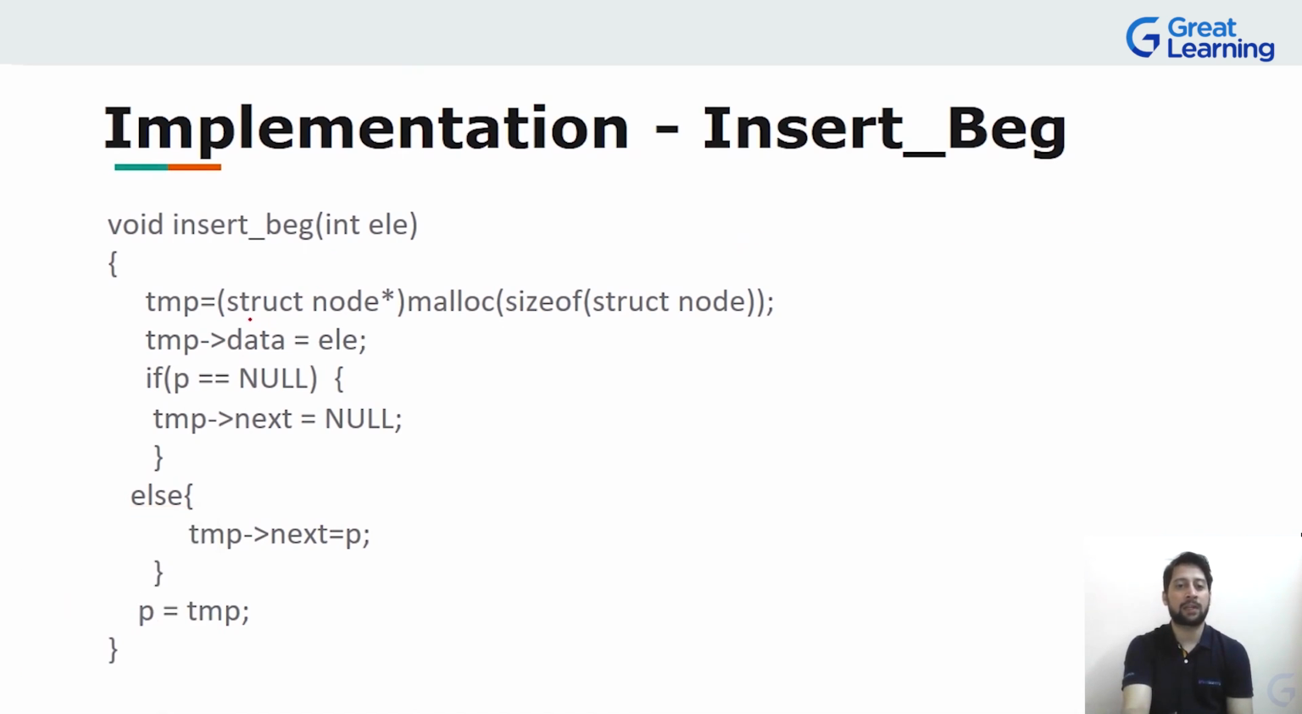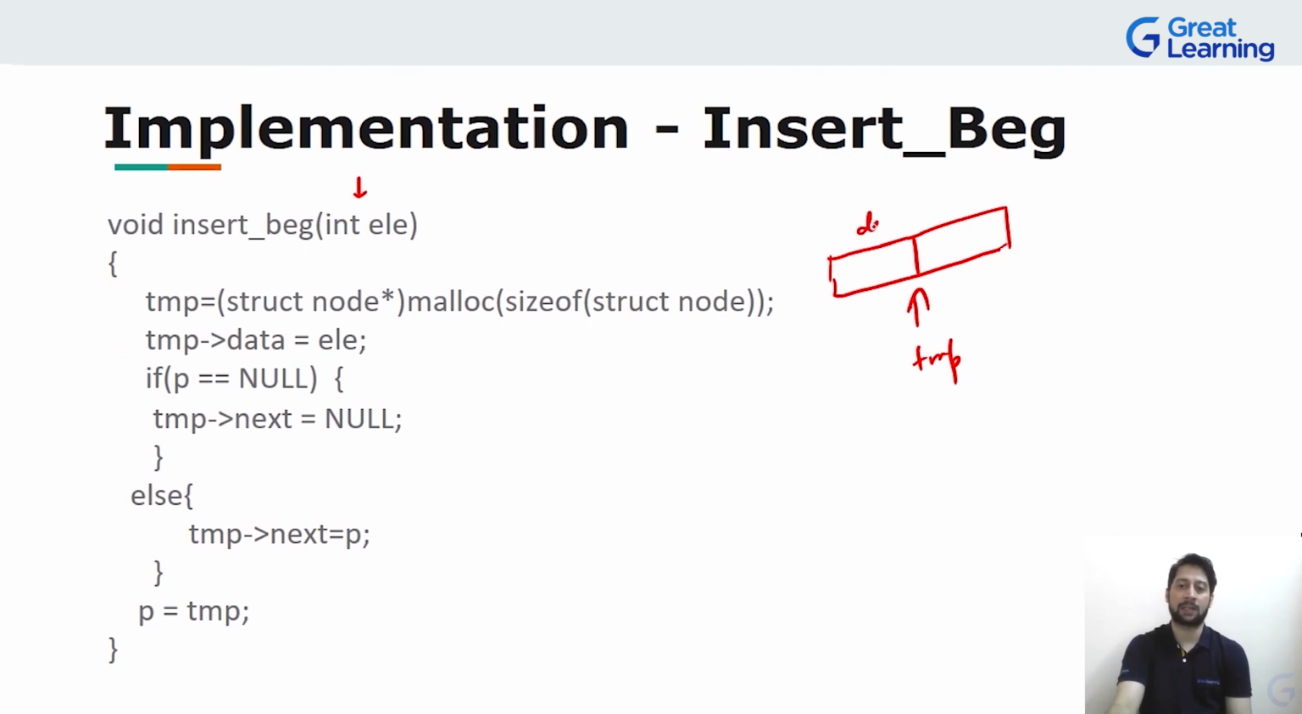Now here we are just creating and allocating memory to the new node that we just created. And when we create this, we are creating a node in which this temp is pointing to this new node. And after that, in this new node, we are pointing this temp's data to the element.